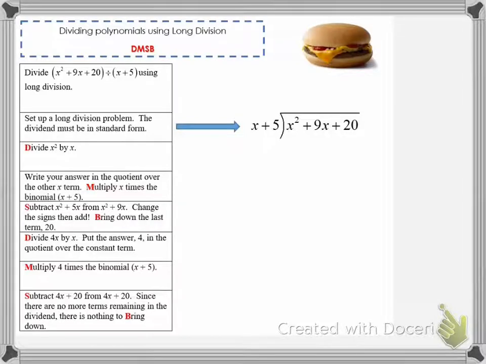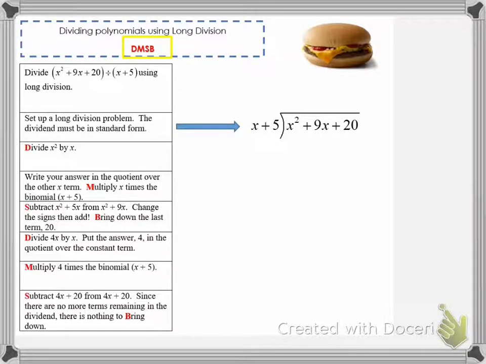In this video, we will look at how we divide polynomials using long division. In this specific example, we are dividing a trinomial by a binomial. We are going to be using the acronym DMSB to help remember our steps.